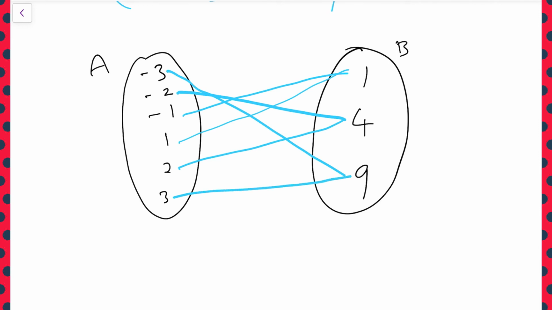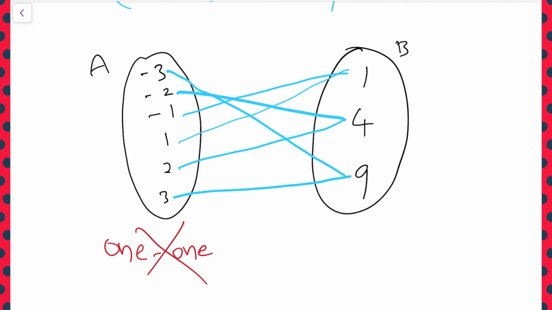First, let us check whether it is 1-1 or not. Distinct elements of set A should have only distinct images from the set B. But here -3 and +3 both are having 9 as the answer. -2 and +2 both are having the same image 4. -1 and +1 both are having the same image 1. So that's why this is not a 1-1 function.